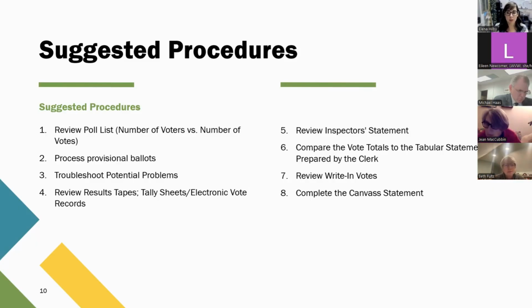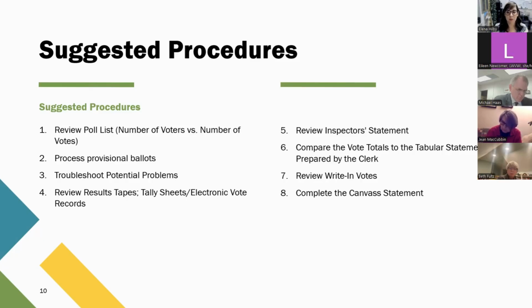Next, the board reviews the results tapes from the tabulators, the tally sheets, and any write-in sheets to make sure every total lines up. This is where the inspector statement becomes so valuable. Most of the time, the explanation for any differences is already written in there. Maybe a voter number was skipped, or a ballot jammed, or a provisional ballot was later added. The board also compares all of these materials to the tabular statement prepared by the clerk to ensure consistency. Once every discrepancy has been explained and the math double-checked, the board signs and completes the canvass statement, the official certification of the local results.